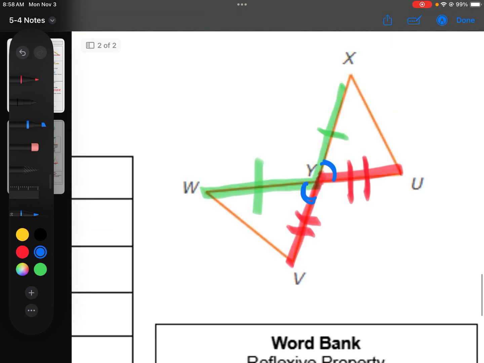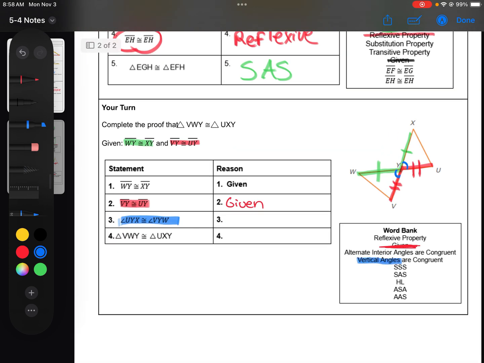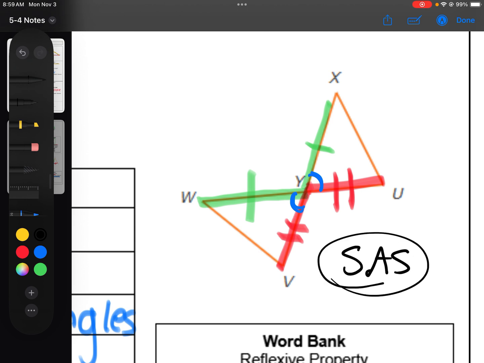All right, we need to then ask, why is angle UYX congruent to angle VYW? Well, UYX and VYW are vertical angles. So that must be the vertical angles theorem. So we're just going to put vertical angles. And last but not least, why are the two triangles congruent? That's when we need to use our congruency methods that we've learned. If we look at these two triangles, I can clearly see that I have an angle in between two congruent sides, which means the only possible congruence it could be is side angle side.